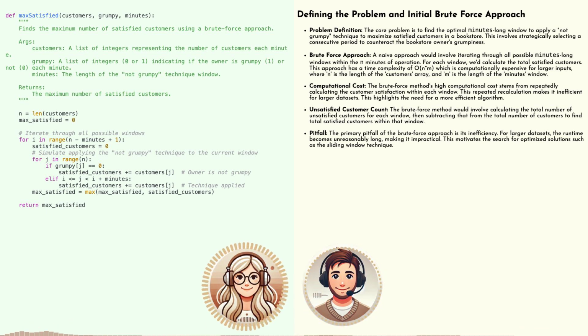Yeah, and we're given data on when customers arrive each minute and whether the owner's grumpy or not at that time. So it's like you've got this timeline of the whole day, and we're trying to place this not grumpy period on it to strategically create the happiest customers possible. It's kind of like a puzzle, right? Where we've got to fit this happy window into just the right spot. So where would we even start with something like this?